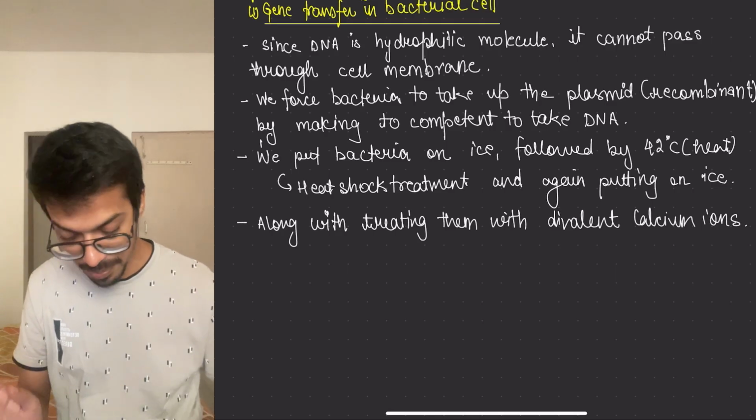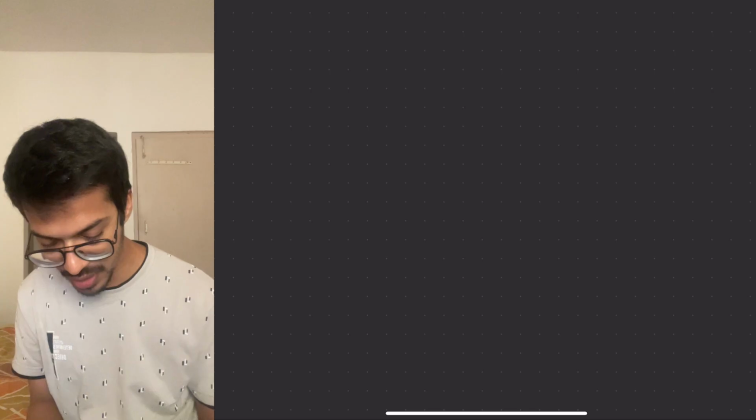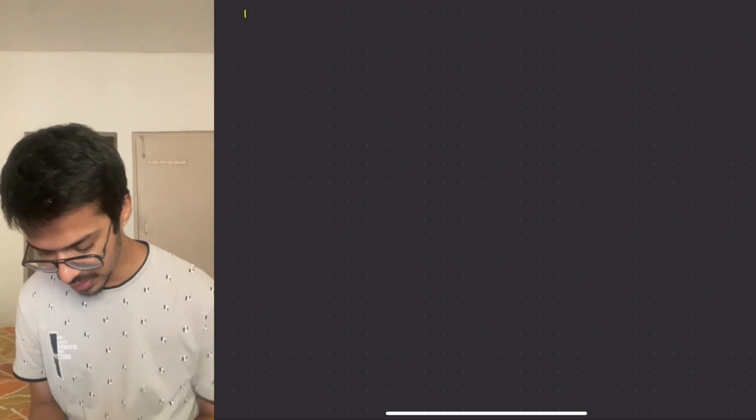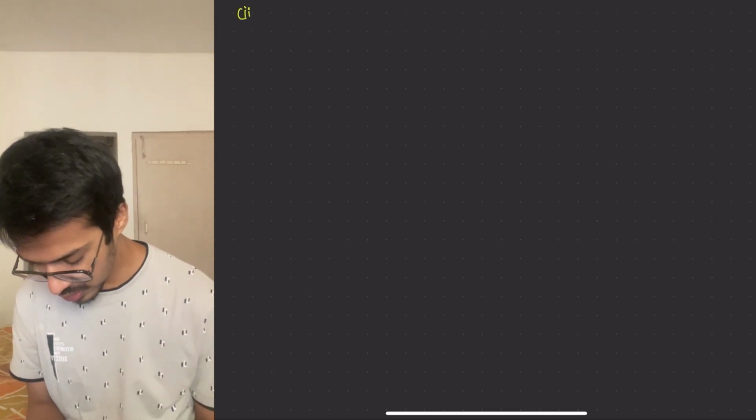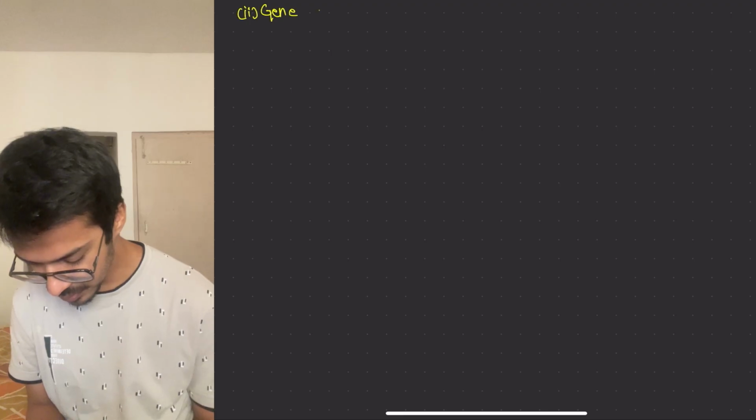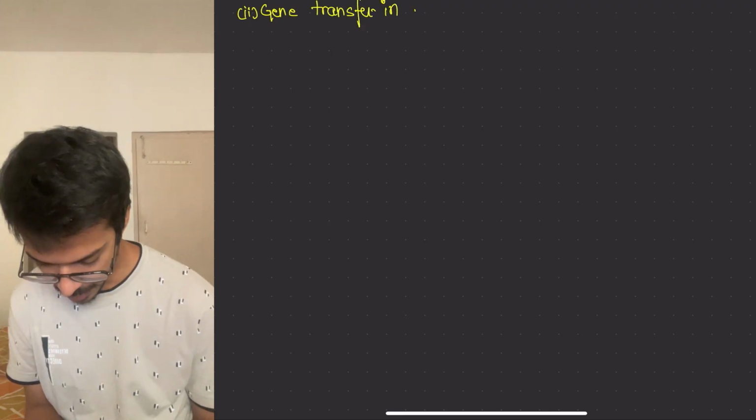Moving on, this is about the bacteria. But we have plant cells also. So for plant cells, we have a little different opportunities. Okay, so second is gene transfer in plant cells.